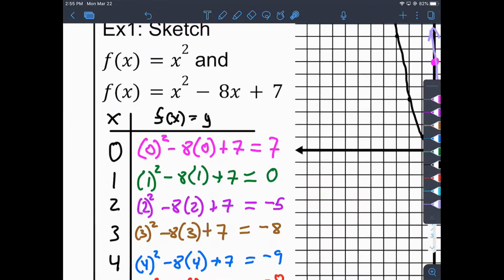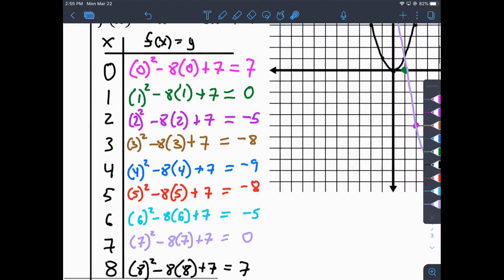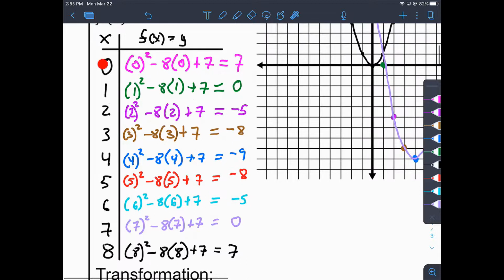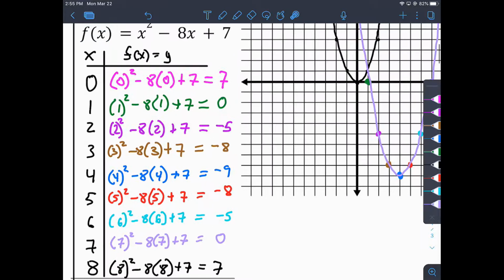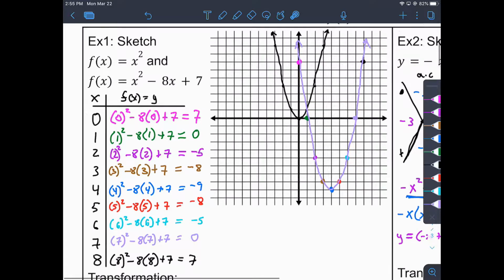So what I decided to do is this first time I would say, all right, well, let's take some points and plug them in for the x's. As you can see, I plugged them in for the x's and I did the math and I found all of the outputs and I graphed it. I made a t-table, picked some points and graphed them. And I got this as my result.